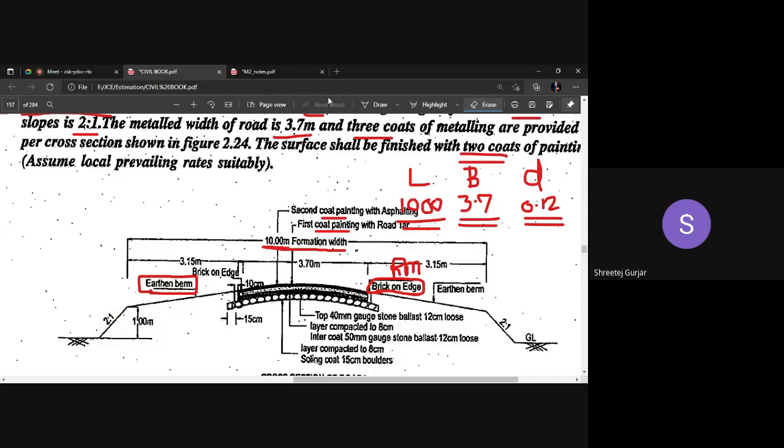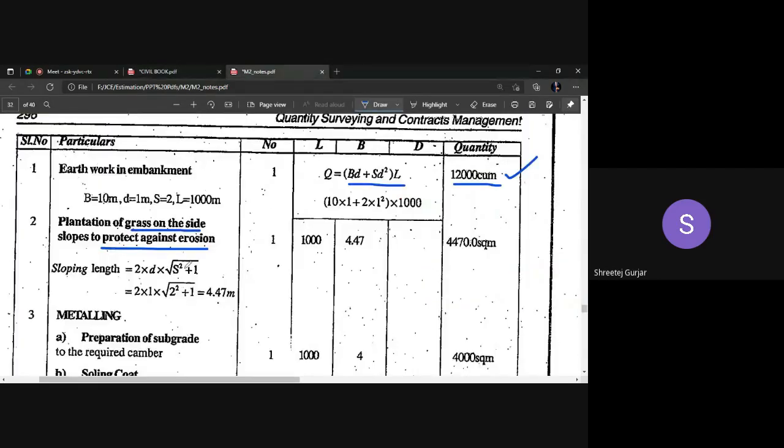So you have to calculate the surface area. Follow my cursor. This is the side slope length which you have to consider, and then it has to be considered over the total length of your road. So how do we calculate this side slope length? As I've told you in the previous class, we will use this formula.